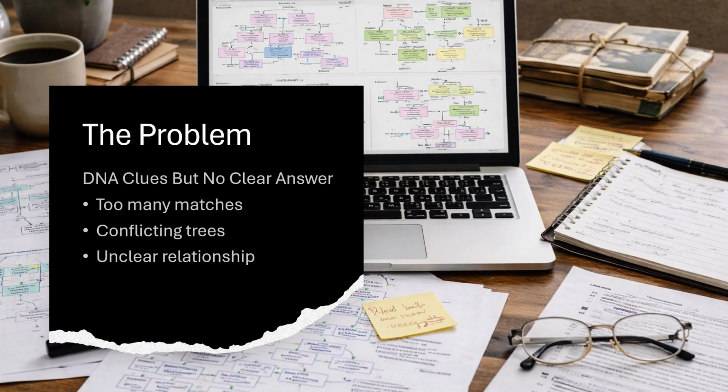At some point in DNA research, we all reach a moment where the clues are there, but the answer still isn't clear. You may have a number of DNA matches that seem connected, but you're not sure exactly how. You might be looking at multiple possible parents or family lines, and everything seems to overlap just enough to be confusing. Or maybe the trees you're finding don't quite match up, and you're left wondering which direction is correct. That's where many researchers get stuck. But the issue usually isn't the lack of information, it's the lack of a clear, structured way to work through it.